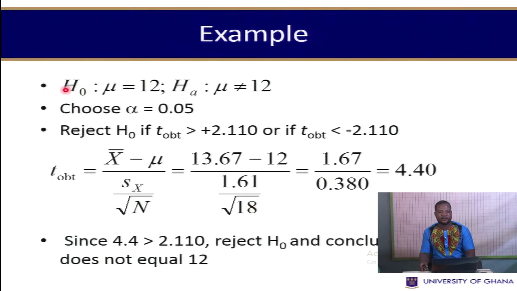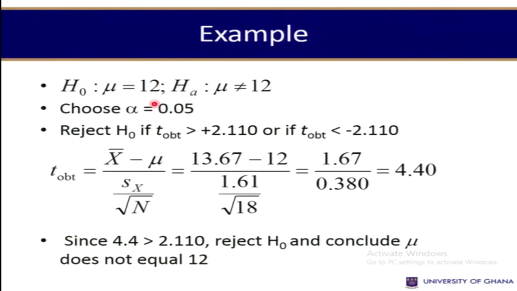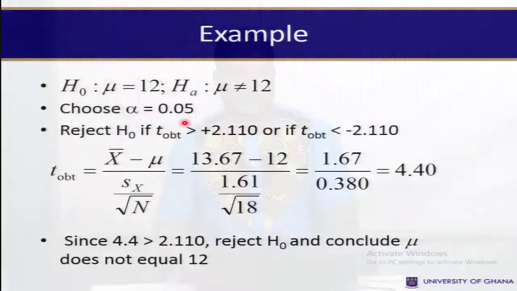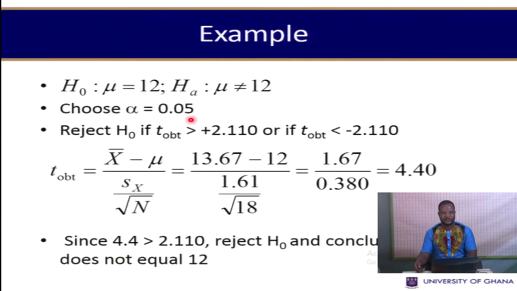So what do we do? We have to state our H0, and here it is a 2-tail. So our H0 will state that our population mean is equal to 12, and then our H1 or HA will state that our population mean is not equal to 12. We choose our 0.05 since no specific alpha level has been given to us, so we go by the social science convention 0.05, and then we set the conditions.